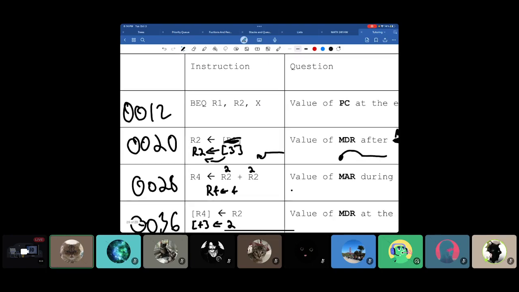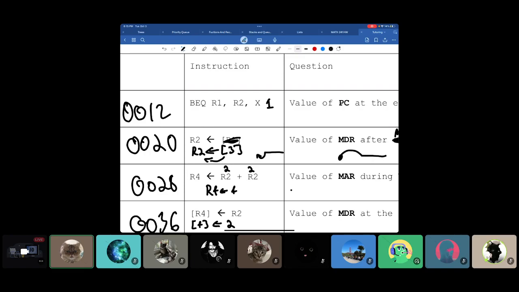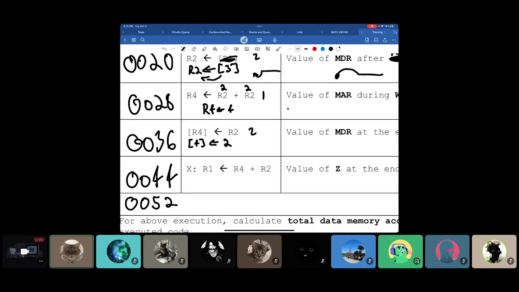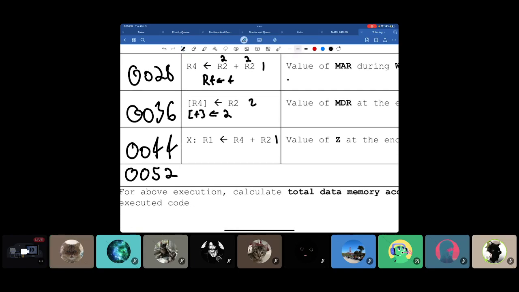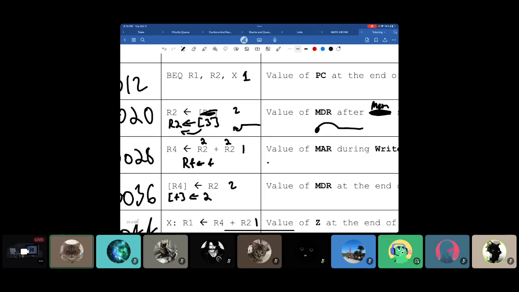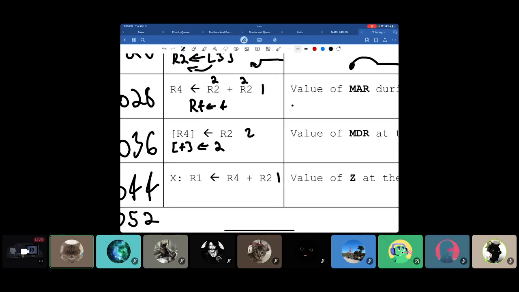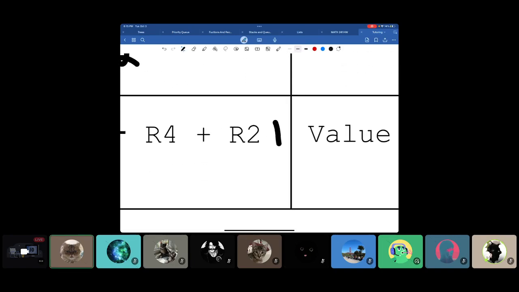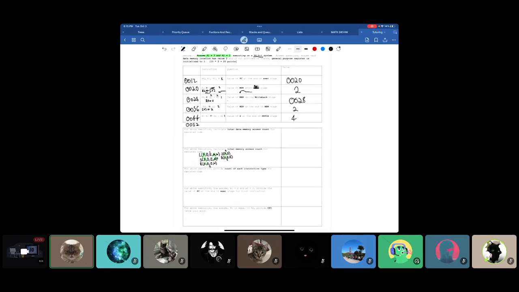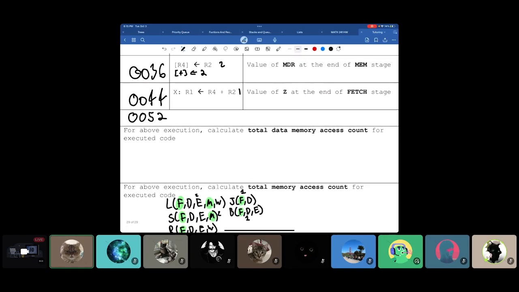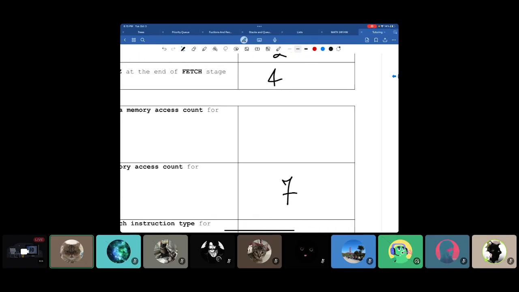So here we have a branch, that's 1. Here we have a load, that's 2. Here we have a R, that's 1. Here we have a store, that's 2. And here we have an R, that's 1. So from that, that's 1 plus 2, that's 3. Then 4, 5, 6, and then 7. So your answer for total memory access count, that's just going to be 7, right? Because we're accessing main memory 7 times. Okay.